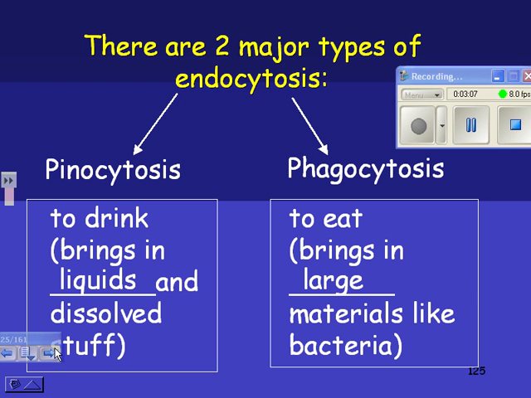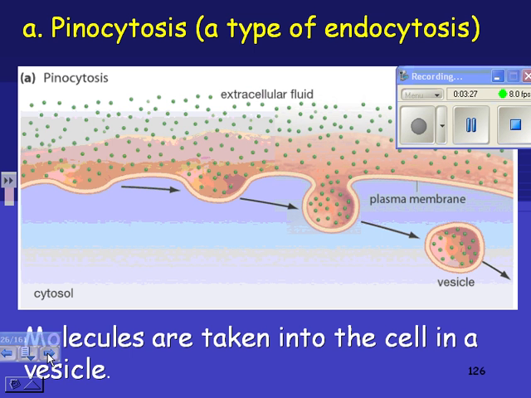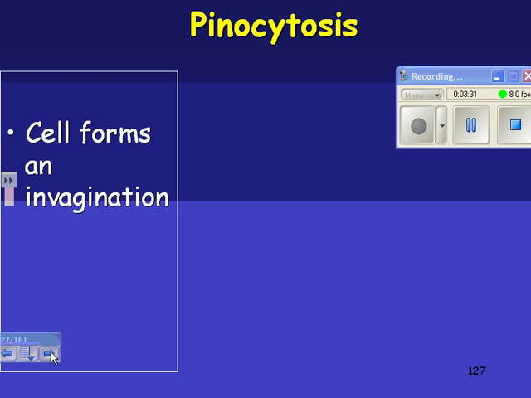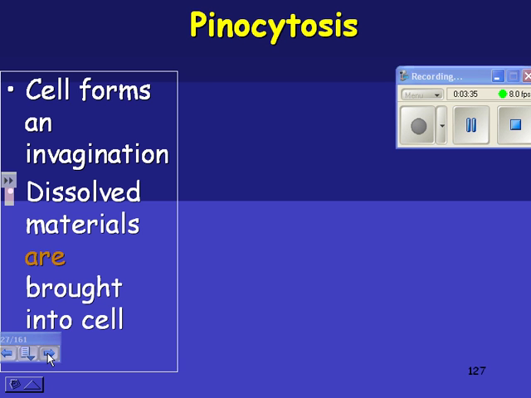If you're a white blood cell, phagocytosis will be what the white blood cell uses to bring in bacteria or cells infected with viruses or cancer cells or whatever. So pinocytosis is a type of endocytosis, bringing stuff in. And so this is just dissolved stuff. It's almost like the cell taking a drink, bringing in liquids. So molecules are taken into the cell by a vesicle. So the cell forms an invagination, and dissolved materials are brought into the cell.